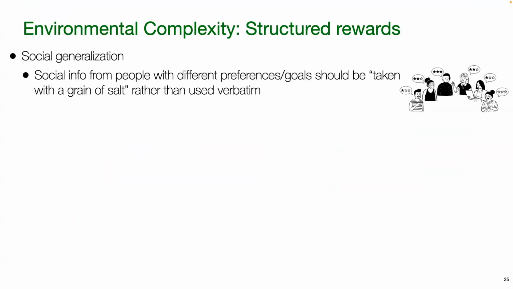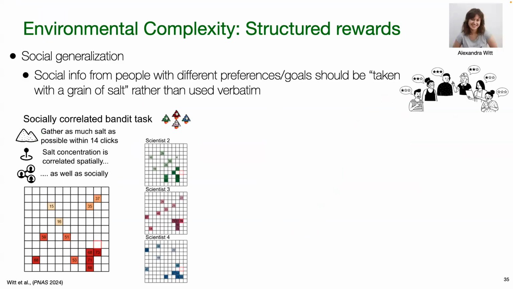Now, in a social context, social generalization is also very important, right? All of you here have different preferences, different goals, different skills. And when we're using information from diverse individuals, sometimes we have to take it with a grain of salt, right? We can't necessarily take it verbatim, right? And so in some work that was done by Alex during her PhD, which she just submitted on Friday, congratulations, Alex, tested this socially correlated bandit task.